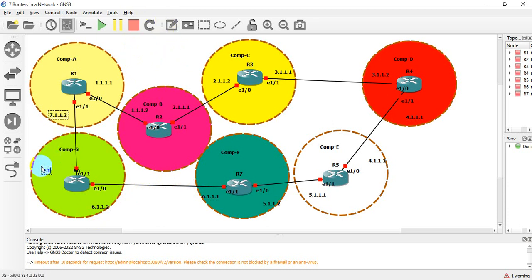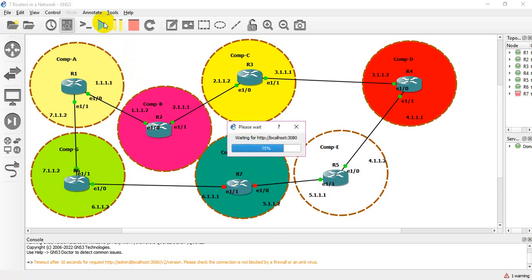So these are connected. Let me make them start. How? The same procedure, click on this button, which means start or resume all nodes. So it will be started as you can see here. Red means off, green means on. Look at this, red means it is off now, and green means it is on.